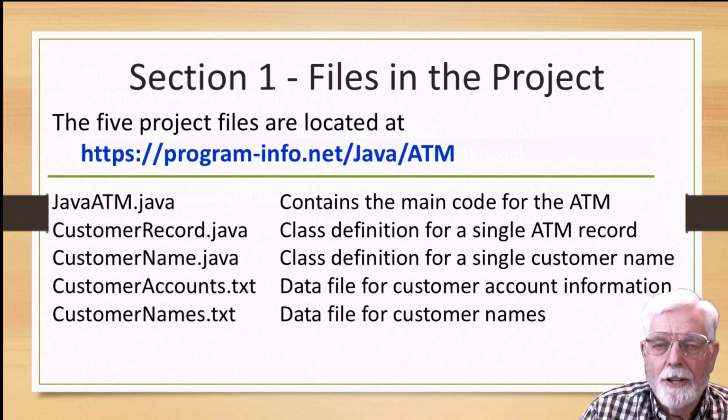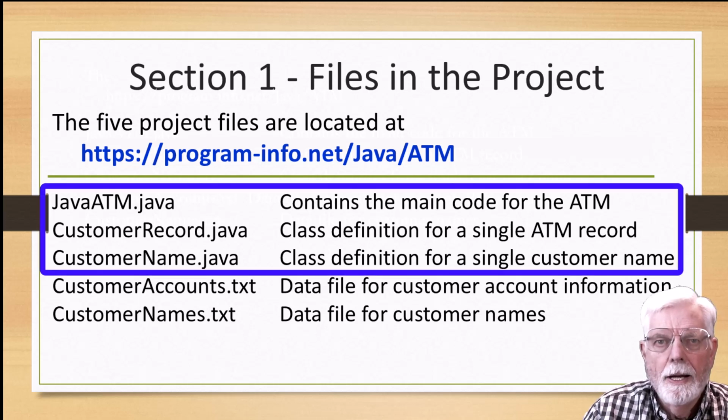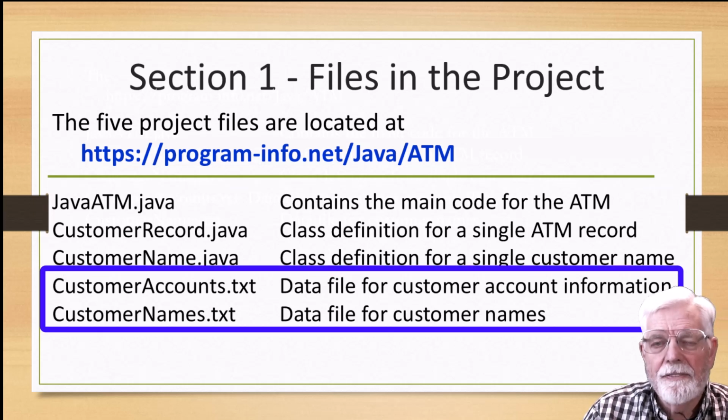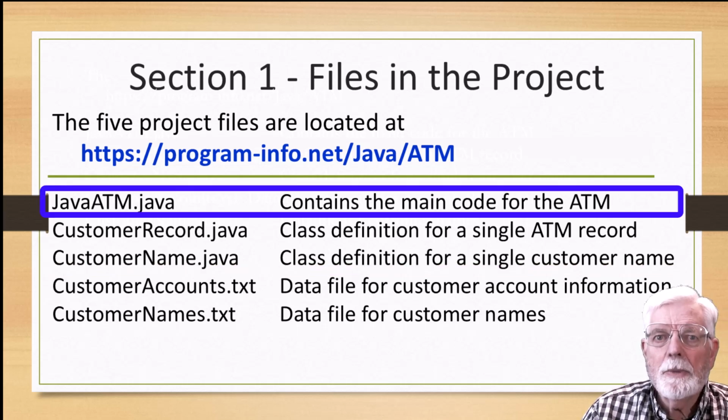The project files are located at https://program-info.net/java/atm and watch the capitalization. There are 3 Java code files and 2 text-based data files. The Java ATM.java source file contains the main code for the ATM project. It has the code to process a withdrawal or deposit at an ATM.